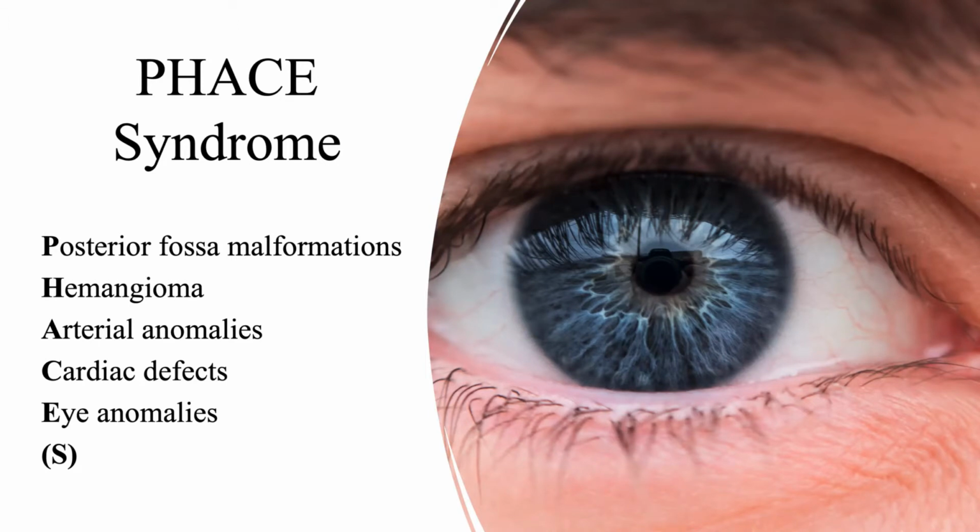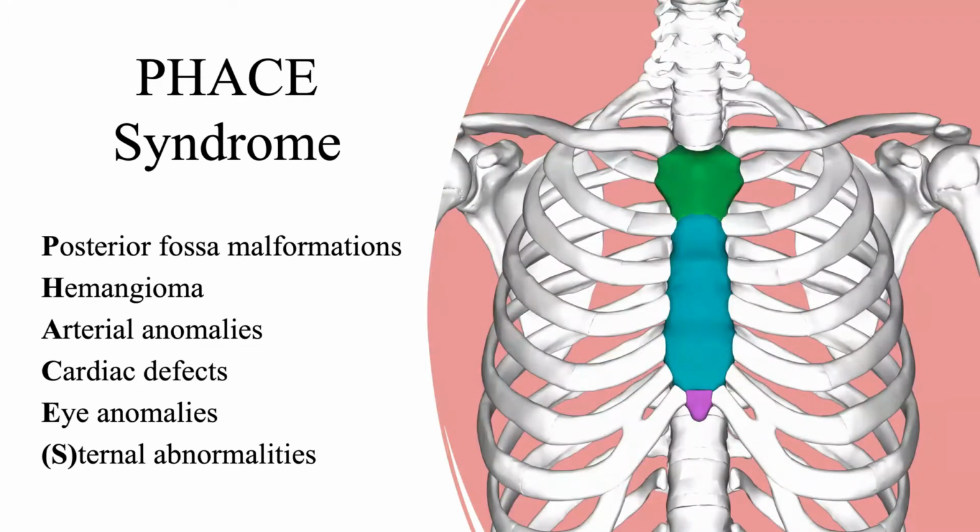And then some people call it PHACES syndrome. They include an S because there can also be sternal abnormalities. The sternum is that bone that's kind of in color in this picture. So most patients don't have all of these, right? Most patients will only have a couple of these different things.